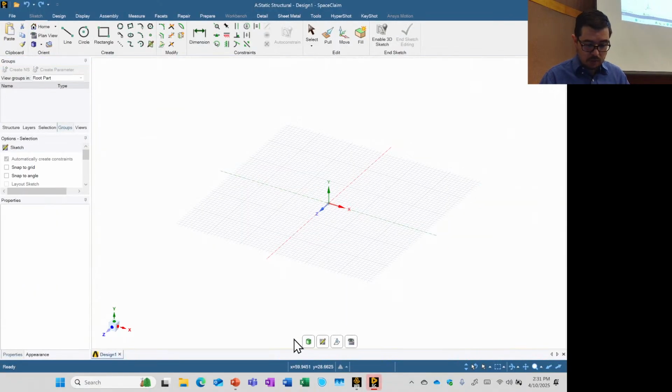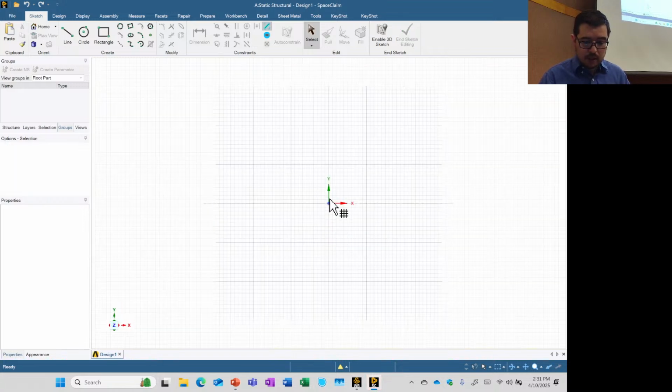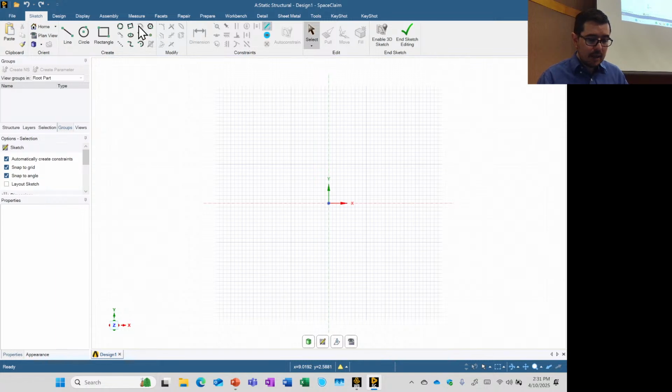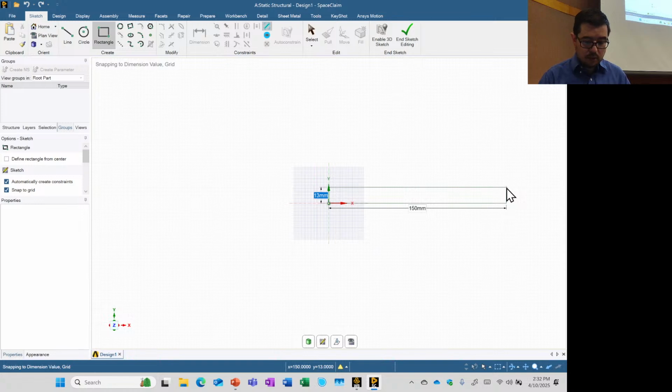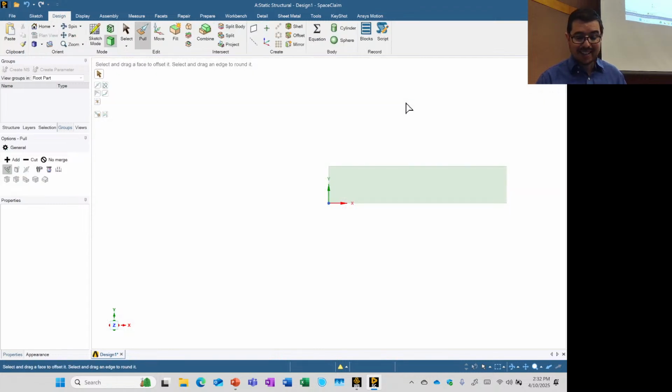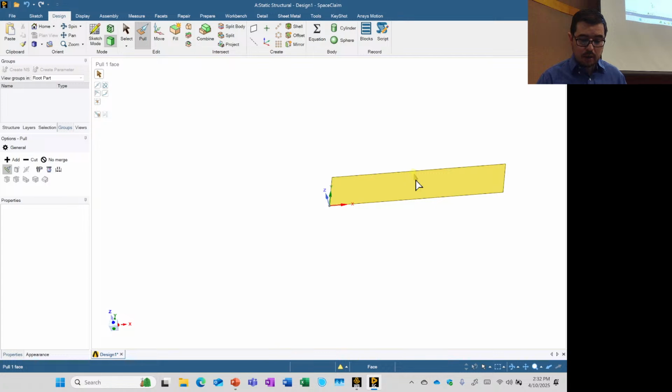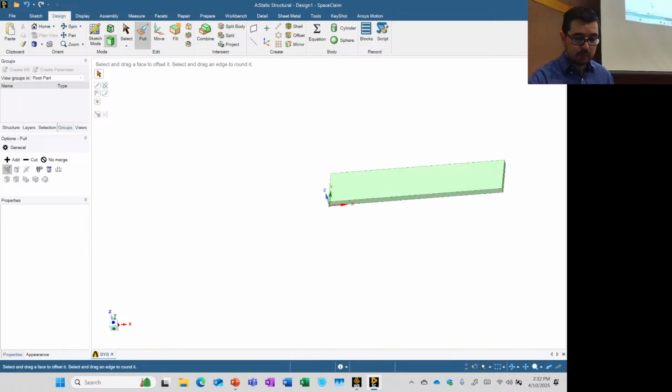Okay, so here's our SpaceClaim. We click on Z, we click on this select here. We'll put in our rectangle: we click once here, move out, hands off, say we have 150 millimeters, hit tab, and say we have 30 millimeters, and hit enter. We hit end sketch editing. We can rotate slightly and make sure that pull is selected. We click on this and pull a little bit without lifting the left button on the mouse. Then we hit 5, enter, and we should be done. That's the end of the geometry, and we close.